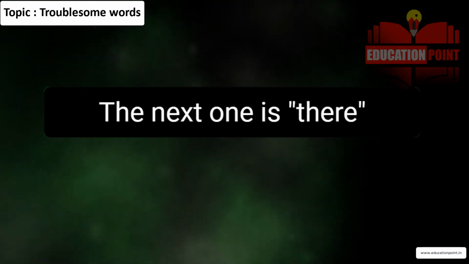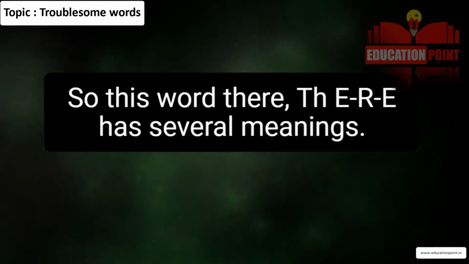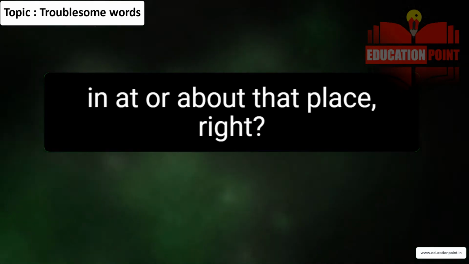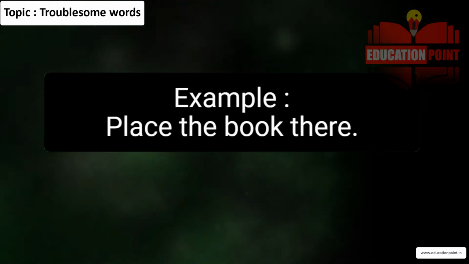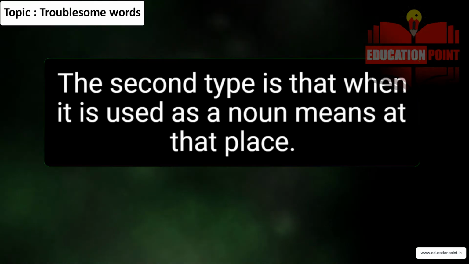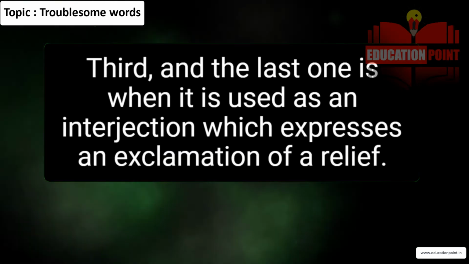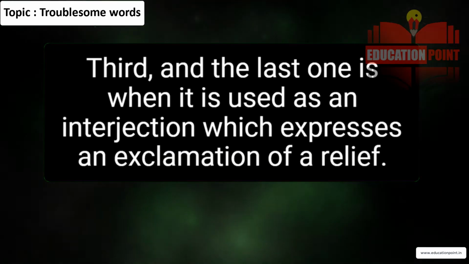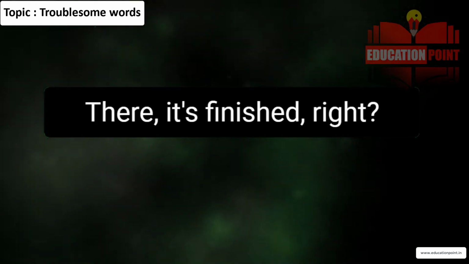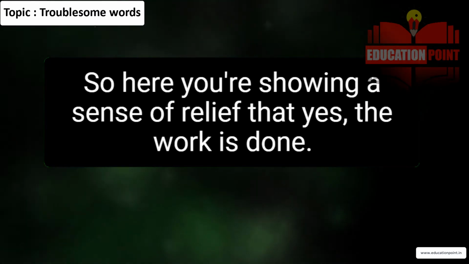The next one is "there". This word "there" has several meanings. First, it is used as an adverb, in, at, or about that place, right? Example, place the book there. The second type is when it is used as a noun, meaning at that place. Example, are you from there too? Third and the last one is when it is used as an interjection, which expresses an exclamation of relief. There, it's finished, right? So here you're showing a sense of relief that yes, the work is done.